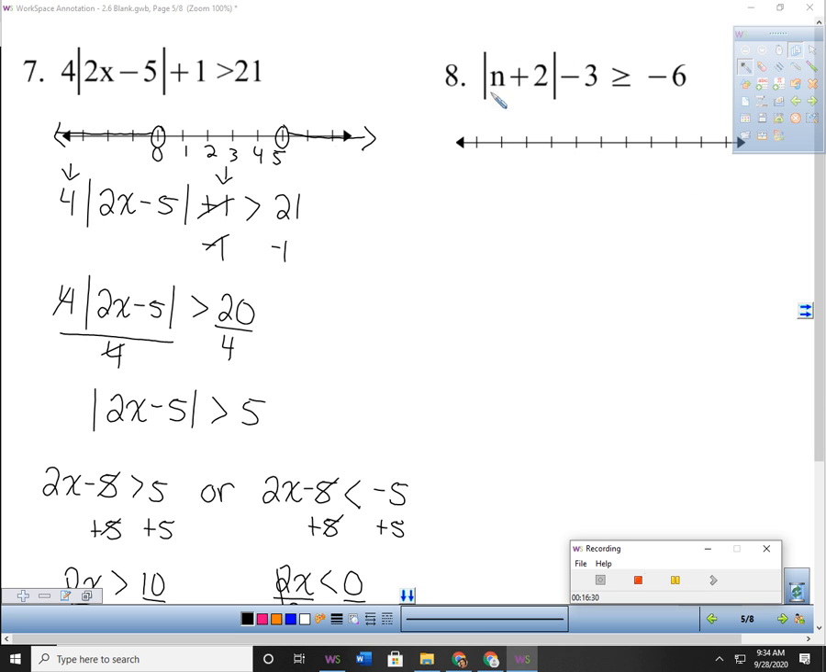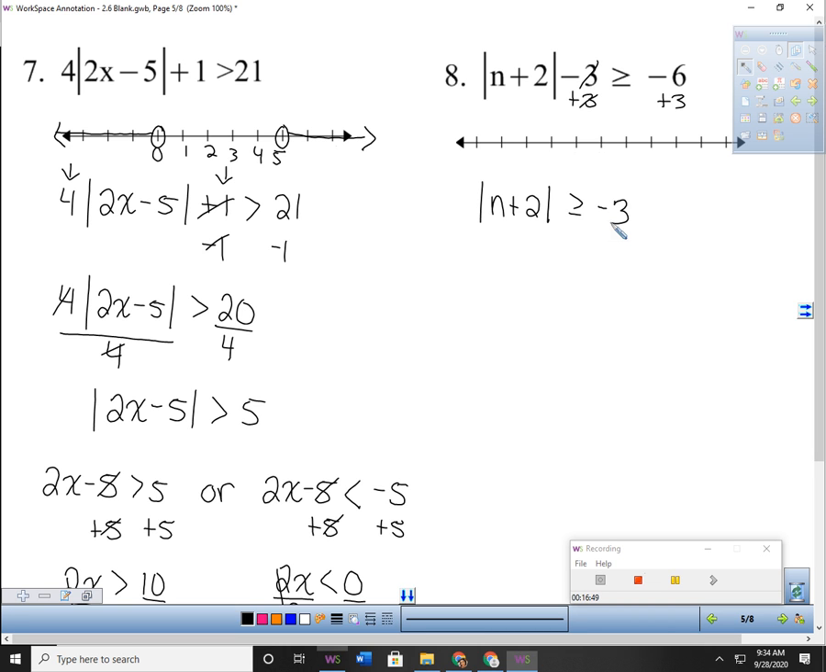Okay, so I have to get my absolute value by itself, and the only thing that's not inside the absolute value on this side is the minus 3. So I'm going to go ahead and add 3. Now I have the absolute value of n plus 2 is greater than or equal to negative 3.